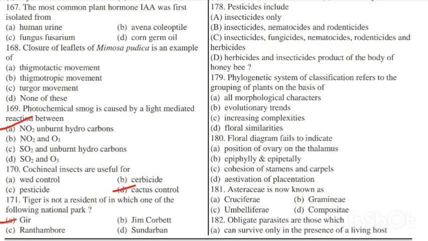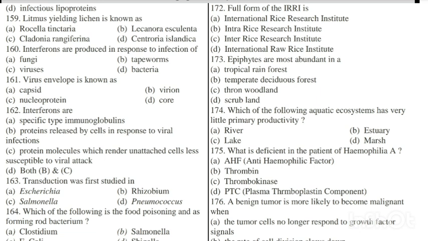It is Gir. Next question. Full form of IRRI is... here the right answer is International Rice Research Institute. Epiphytes are most abundant in a... so epiphytes are abundant in tropical rainforest. Next question. Which of the following aquatic ecosystems has very little primary productivity? It is river. What is deficient in a patient of hemophilia A? So the right answer is AHF, anti-hemophilic factor.